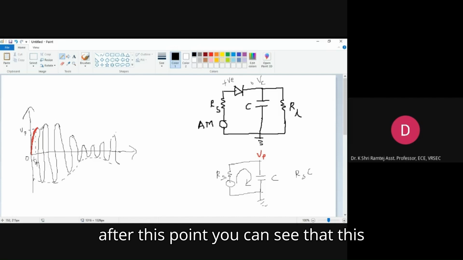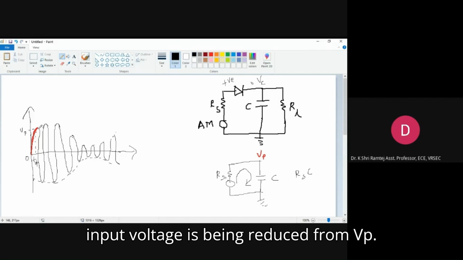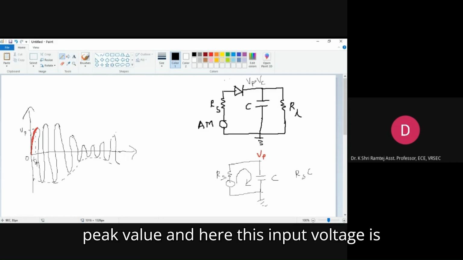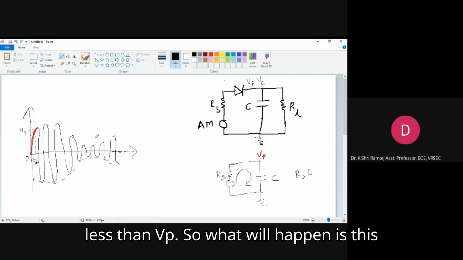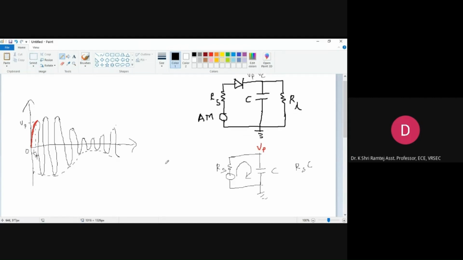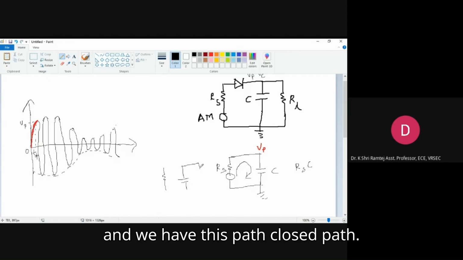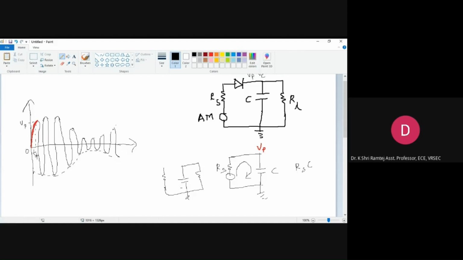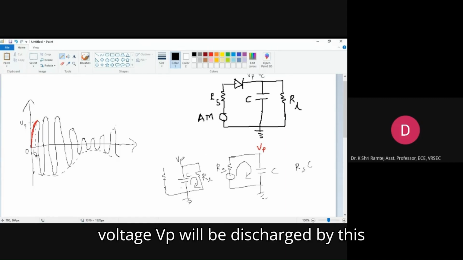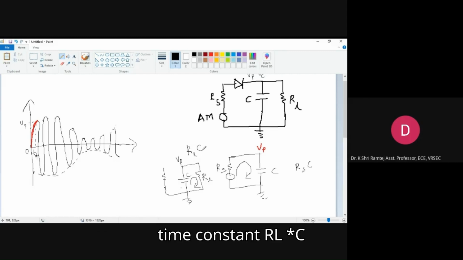Now after this point, you can see that this input voltage is being reduced from Vp. So here the voltage will not be 0. The voltage here is Vp, the peak value, and this input voltage is less than Vp. So this diode will be open circuited. When it is open circuited, this one will be open, and we have this closed path with RL. Now in this case, the maximum voltage Vp will be discharged by the time constant RL into C.